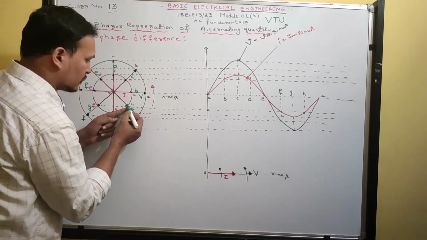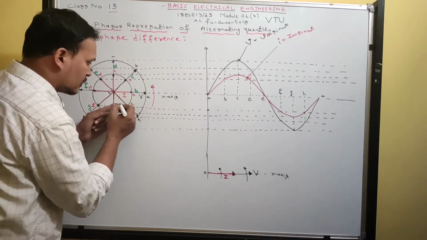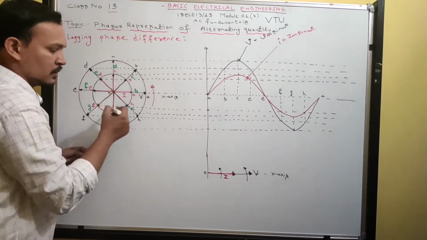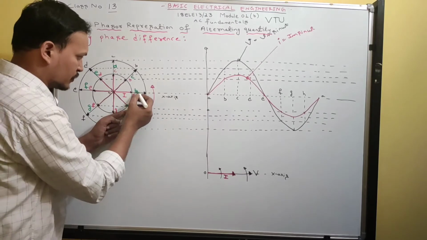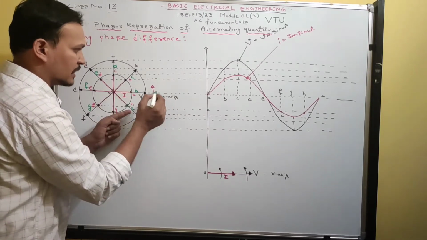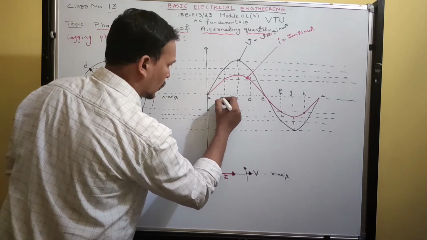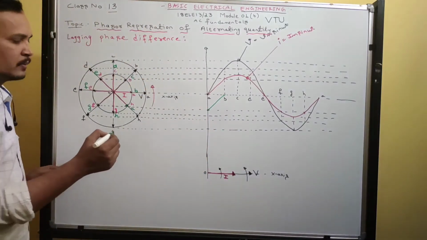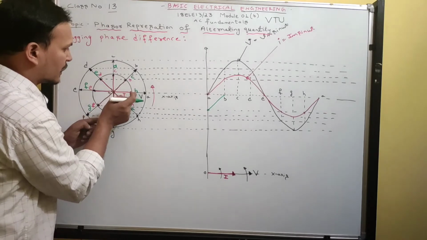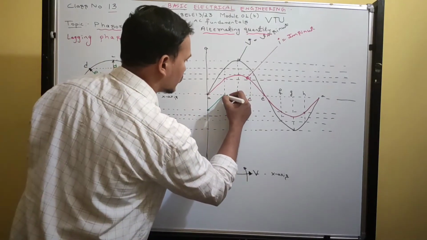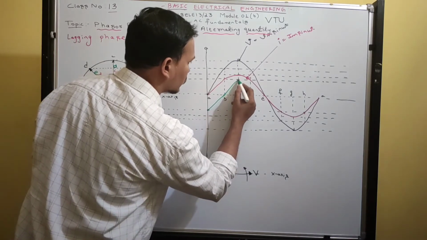Now rotate further. We have to rotate this current in the anti-clockwise direction. This vector 0 to A, I should rotate in the anti-clockwise direction. Now it reaches position B. At position B it coincides with the x-axis, and the value becomes 0. Again, rotate further. At position C, you will get this magnitude.